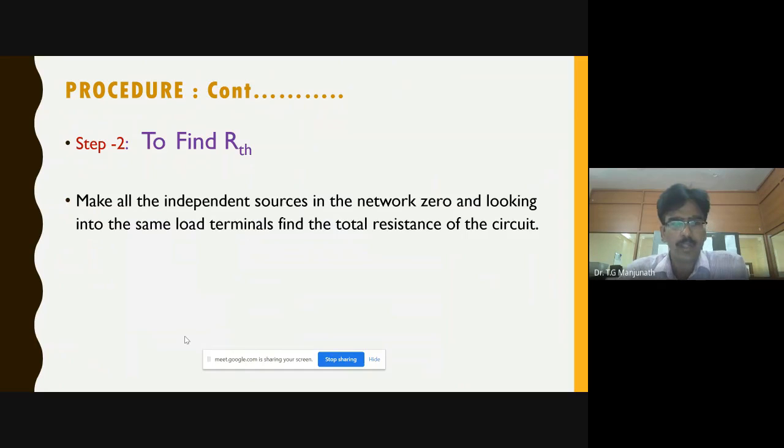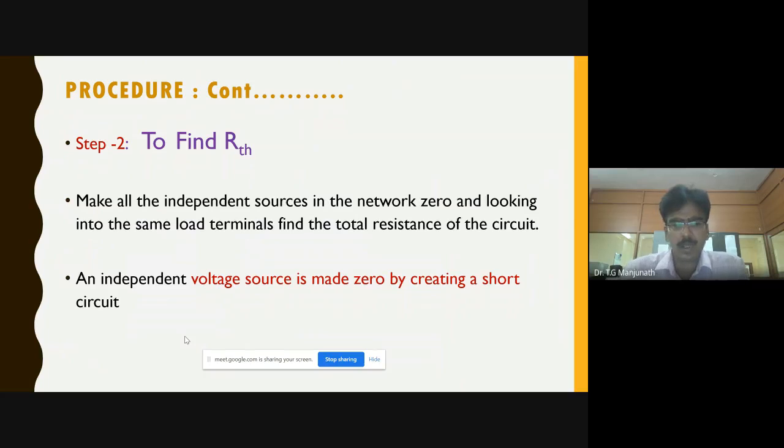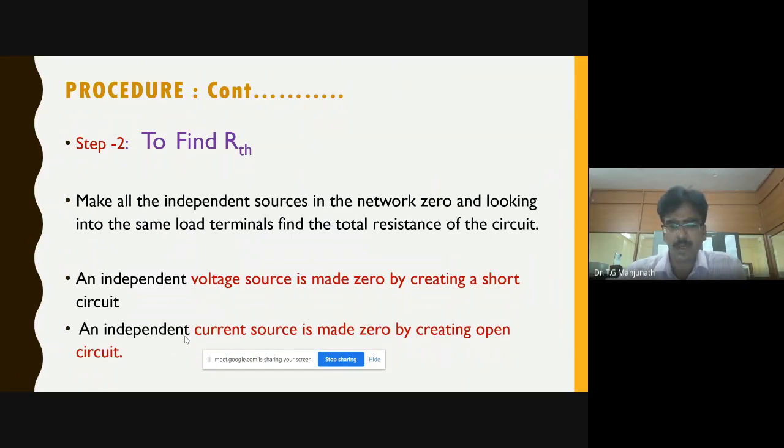How to find the total resistance? If the network consists of only independent sources, it is very easy. Just make all the independent sources zero. How to make an independent source zero? A voltage source is made zero by creating a short circuit, and a current source is made zero by creating an open circuit. This is already in the earlier concepts.